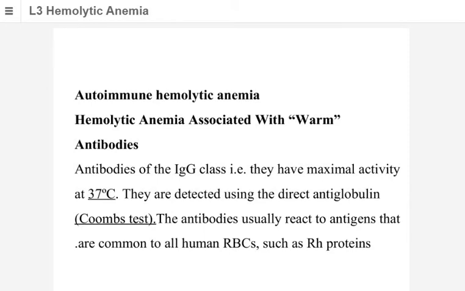What is autoimmune hemolytic anemia? It is hemolytic anemia associated with either warm antibody or cold antibody. Autoimmune hemolytic anemia associated with warm antibodies usually involves antibodies of the IgG class, which have maximal activity at 37 degrees centigrade. They are detected using the direct antiglobulin test, the direct Coombs test. The antibodies usually react to antigens that are common to all human RBC, such as rhesus protein.